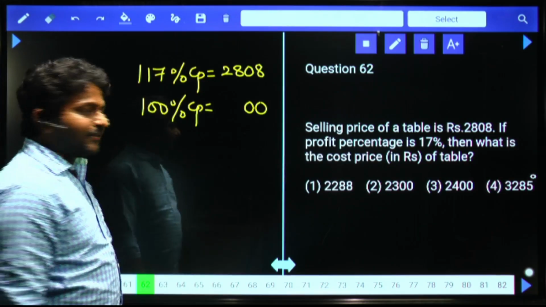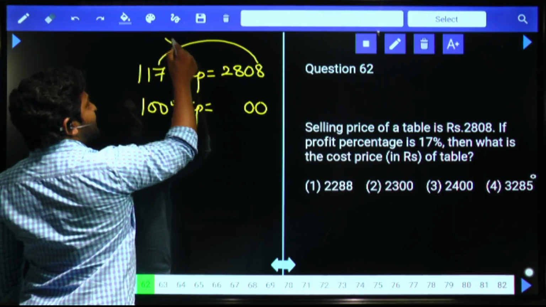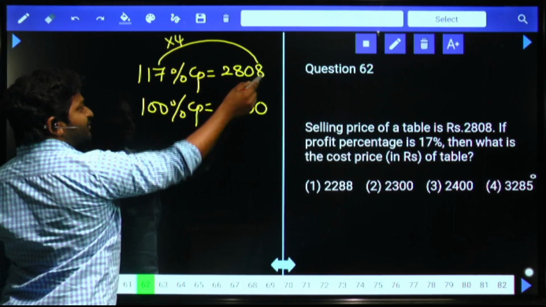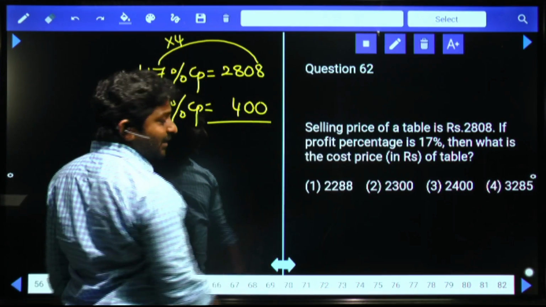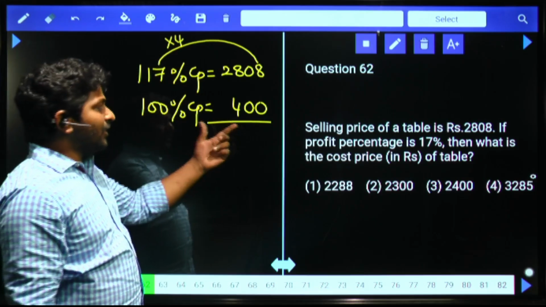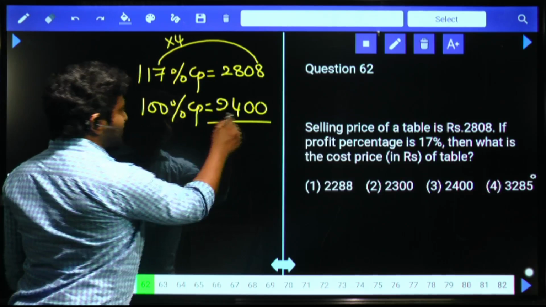Two options are there. The last digit is 7, and here the last digit is 8. 7 into 4 only ends with 8. 1 into 4 ends with 4. So your answer should end with 400. Third option, final answer, that is 2400.